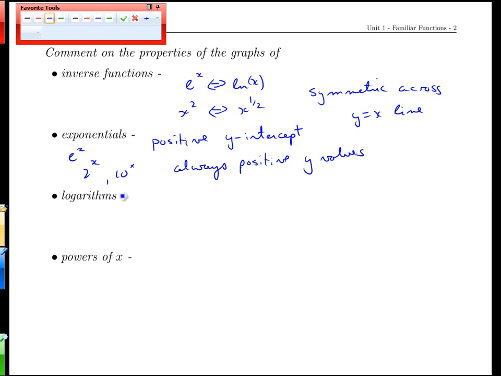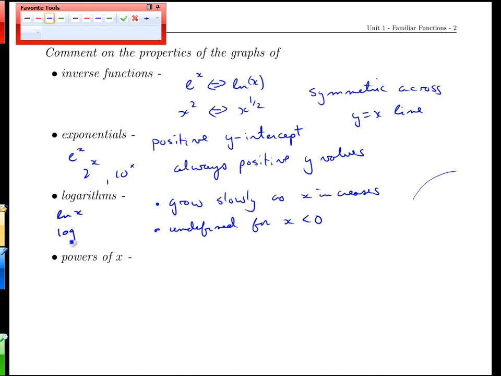Logarithms, being the inverses, grow slowly as x increases. That's the flattened out, concave down shape that we see. They go slower and slower as x gets bigger and bigger. And an important feature of their domain, remember that term, is that they're undefined for x less than 0. This applies to functions like ln of x, log base 2 of x, and log base 10 of x. We'll talk more about those in later videos.